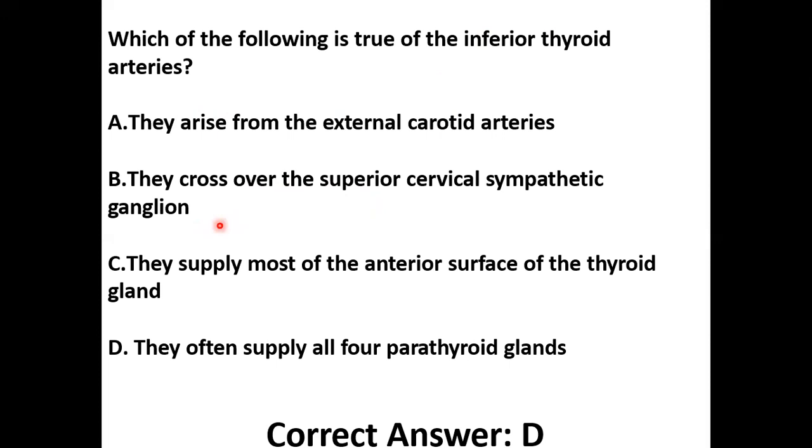No, that's in the posterior aspect. Oh, hold on. Superior cervical sympathetic ganglion. No, that's something you haven't learned yet, so we're just not going to talk about that. And they supply most of the anterior surface of the thyroid gland.